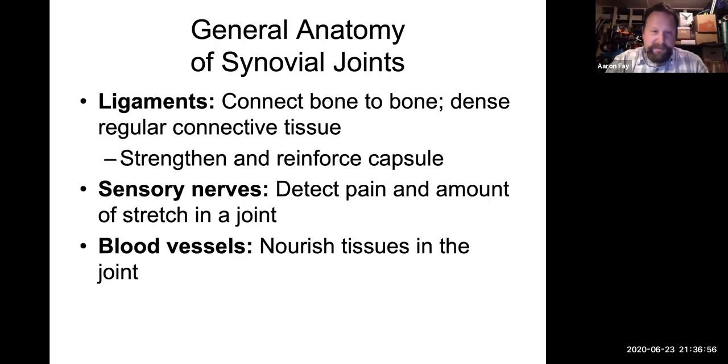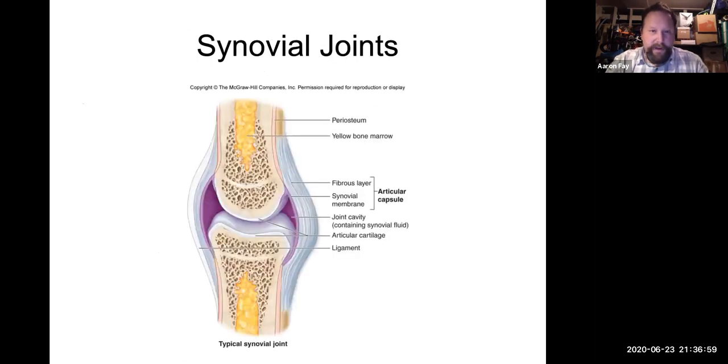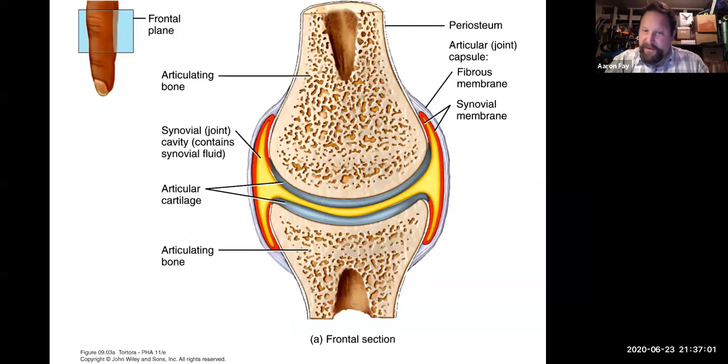And of course, blood vessels. Okay. This is just another figure I took from another book, which made things, I think, a little bit more clear, so I included it.